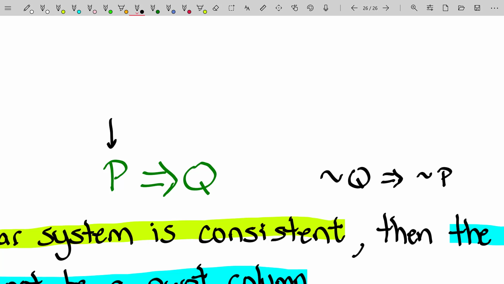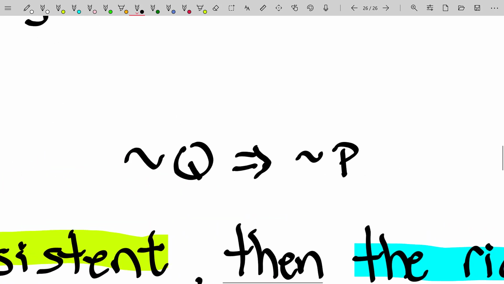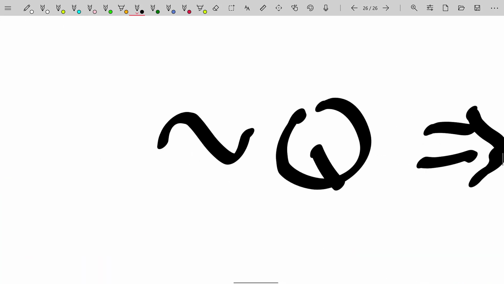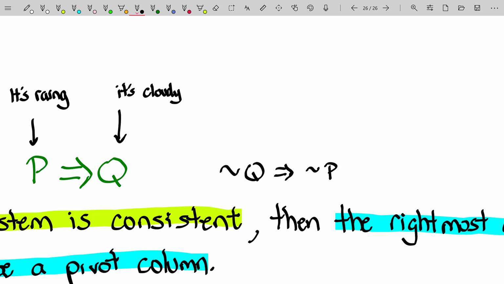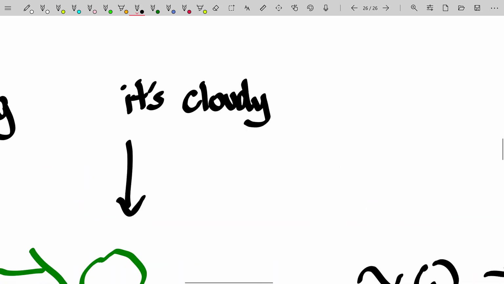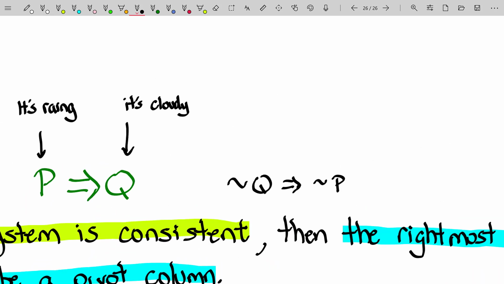If we let P stand for it's raining and Q stand for it's cloudy, then that if P then Q statement is saying, well, if it's raining, then it must be cloudy. Well, let's look at the contrapositive statement. The contrapositive statement is if Q is not true, then P cannot be true. Well, let's see if that's true. What's the opposite of being cloudy? Well, that's not being cloudy. And what's the opposite of it's raining? Well, that would be the fact that it's not raining.